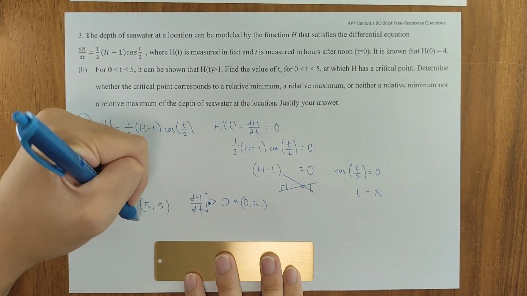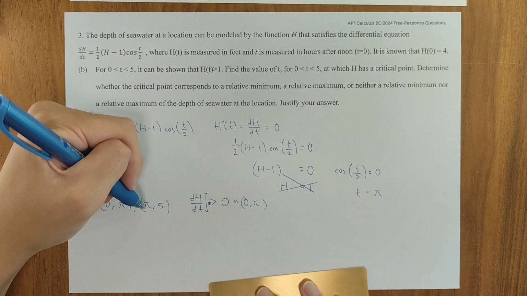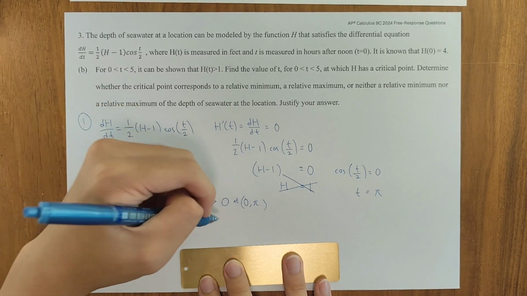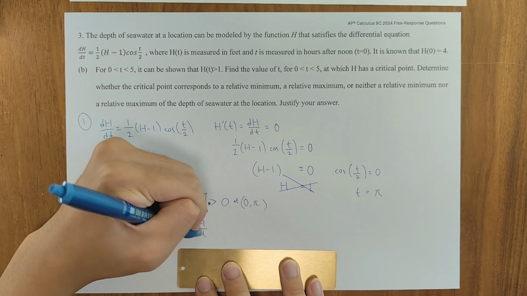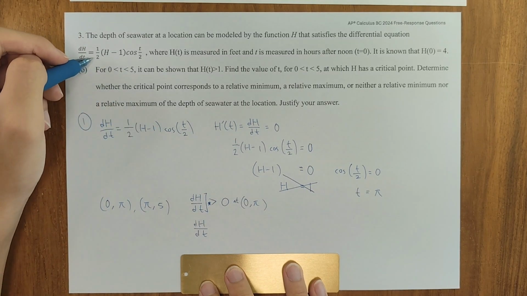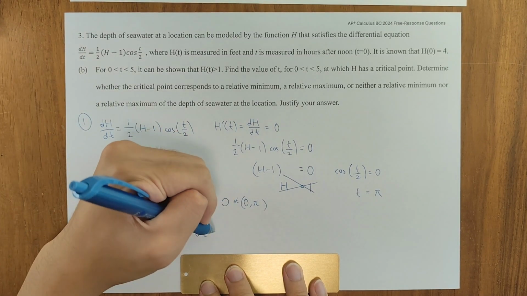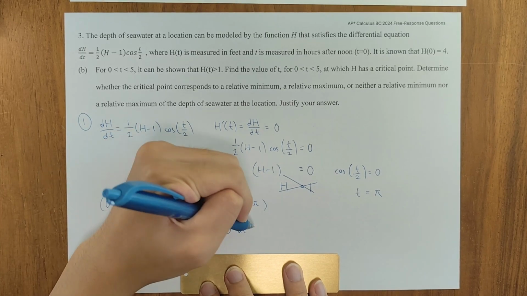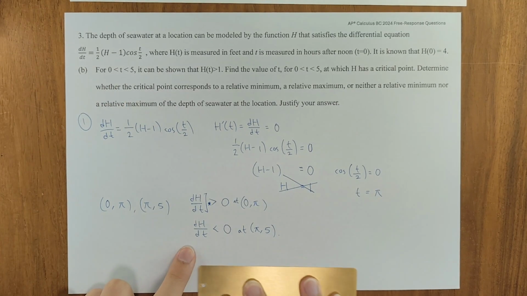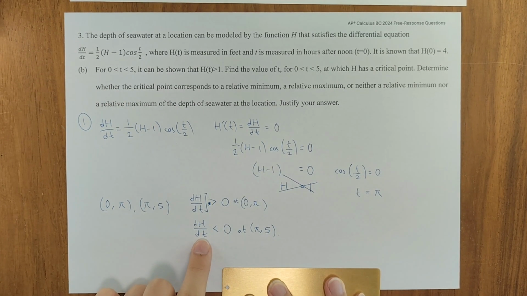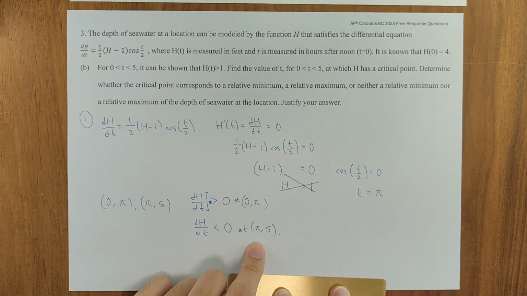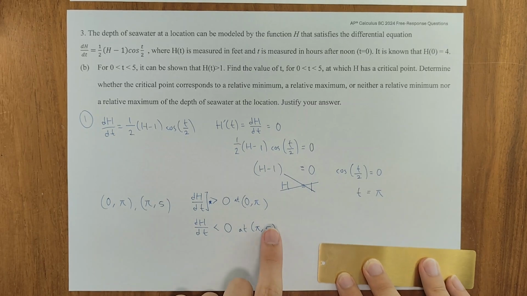And what about the interval pi to 5? We pick a value between pi and 5, say 4, then it will be smaller than 0. So dH/dt changes from positive to negative at pi. So there's a relative maximum at pi.